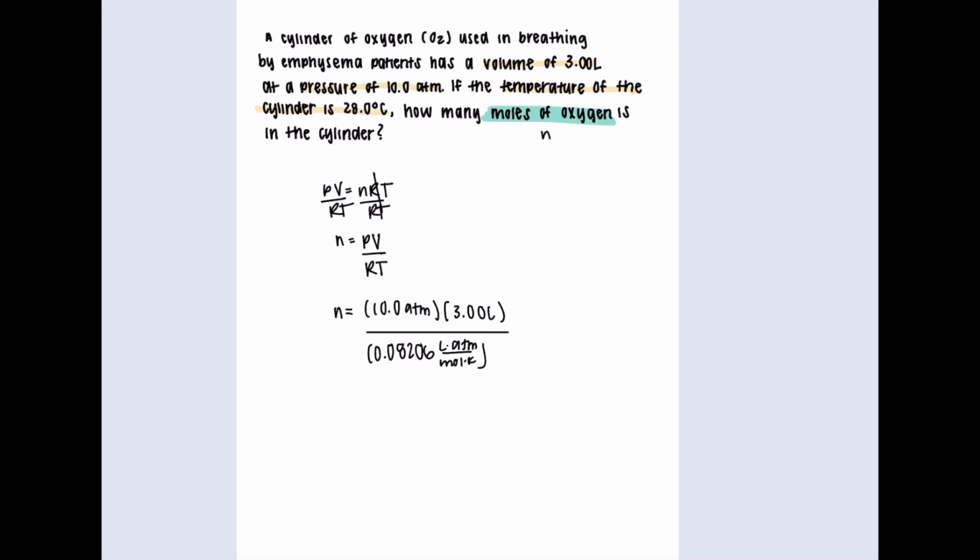So 0.08206 liters times atmospheres over moles times Kelvin. And then lastly, our temperature, which is 28.0 degrees Celsius. But we simply cannot write this in because our units wouldn't cancel out to give us moles. So we know we need this to be in Kelvin. So how do we get from 28.0 degrees Celsius to Kelvin?